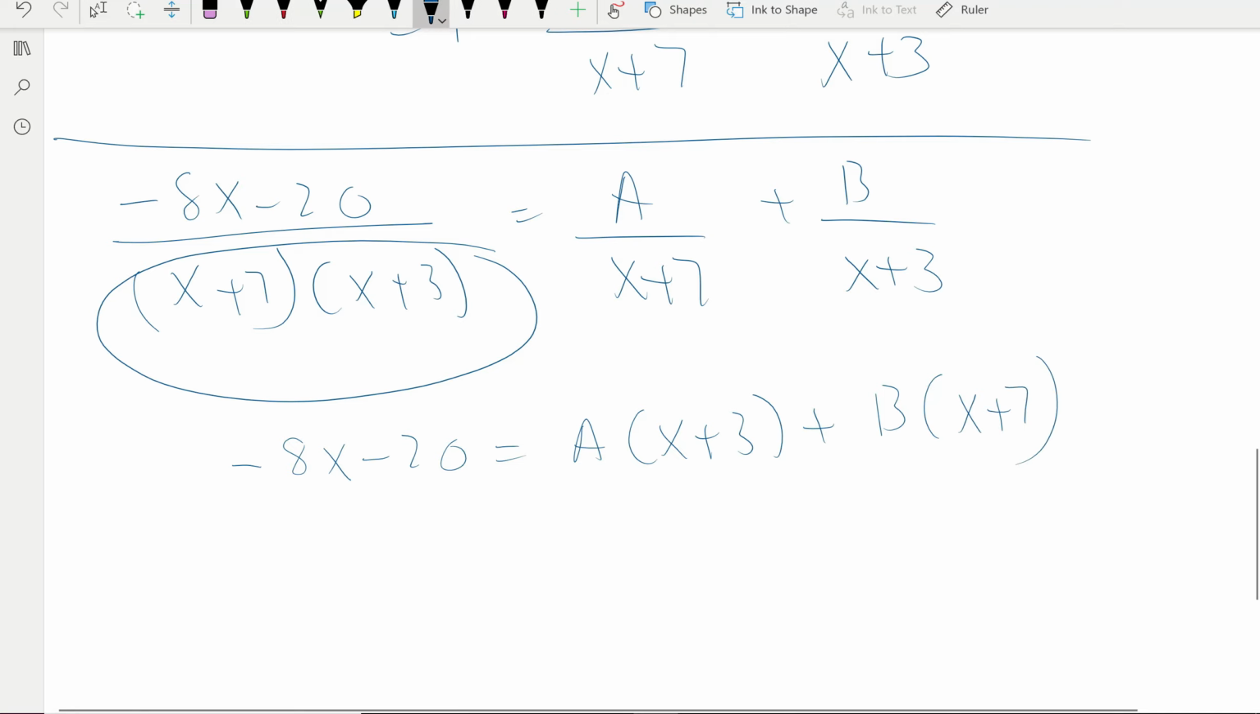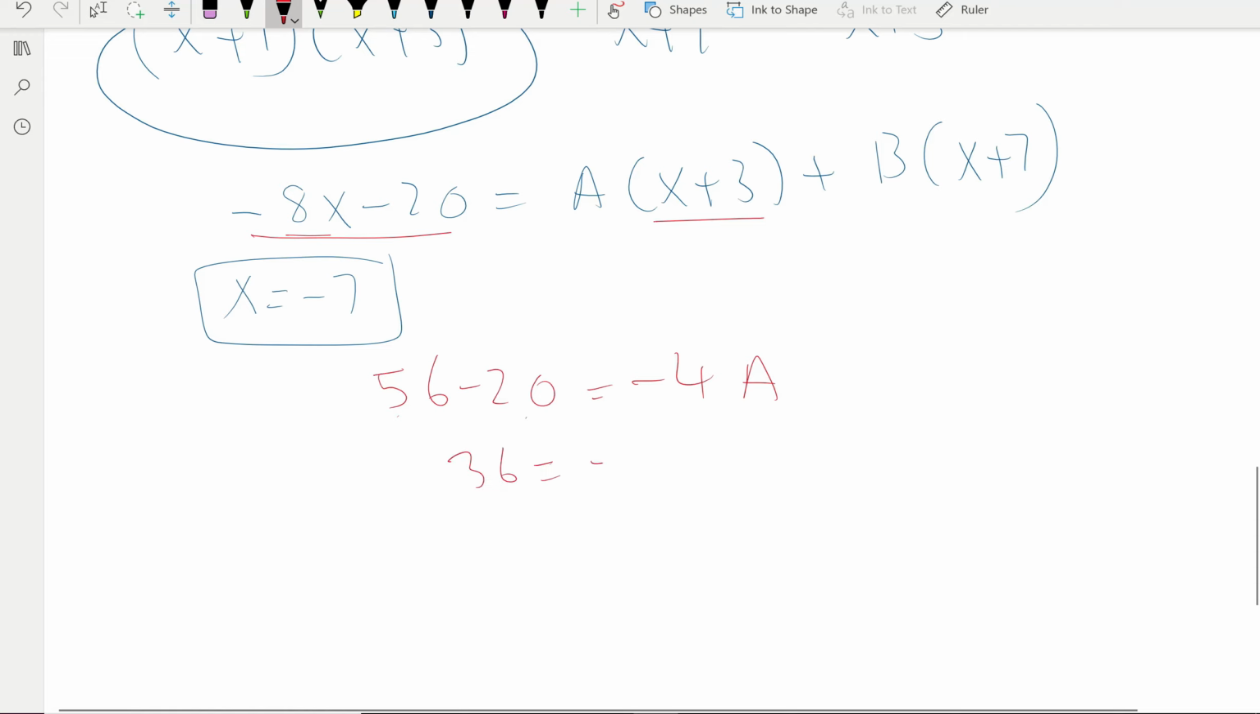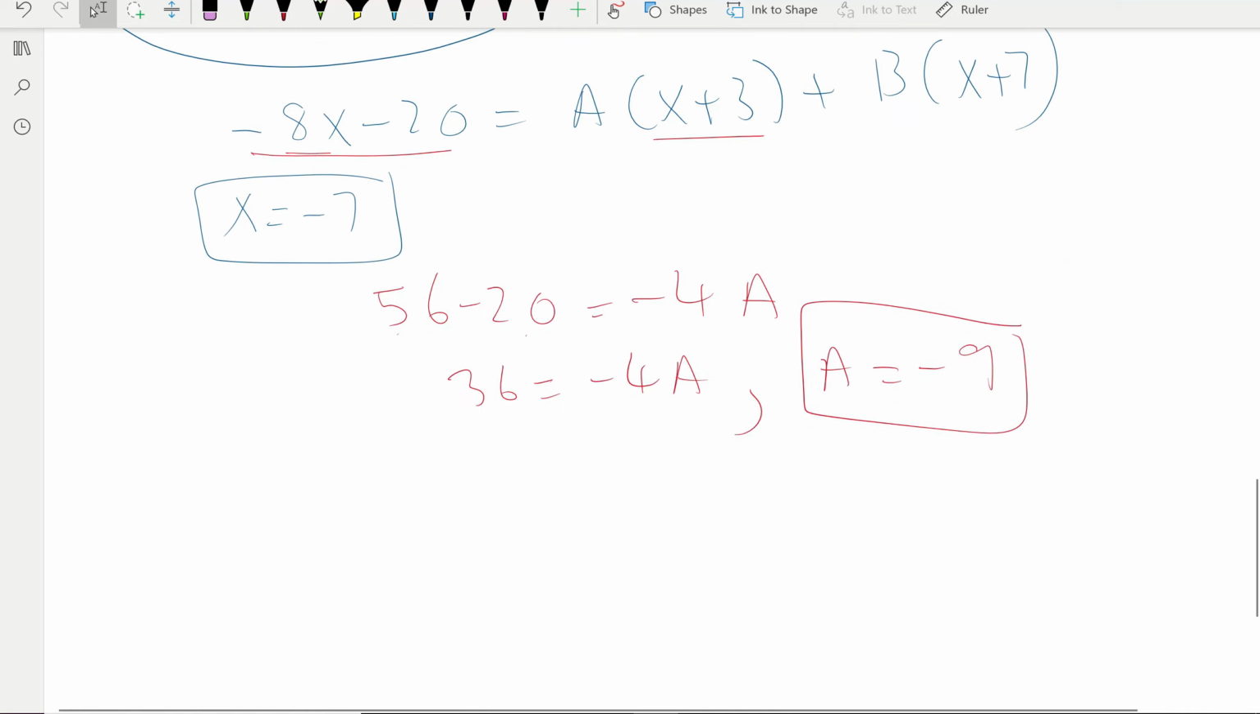Okay, perfect. Now the magic numbers are, to find a, we can use x equal to negative 7, right? So if you substitute negative 7, let's see what we get. Negative 7 times negative 8 is plus 56, right? 56 minus 20 is 36, and negative 7 plus 3 is negative 4, so negative 4a. So 36 equals negative 4a. a is negative 9. Perfect.